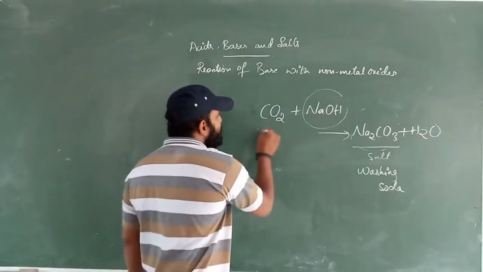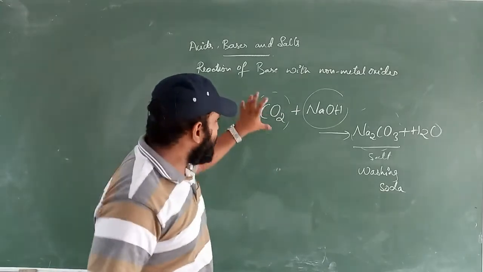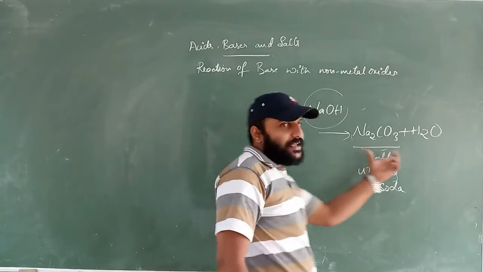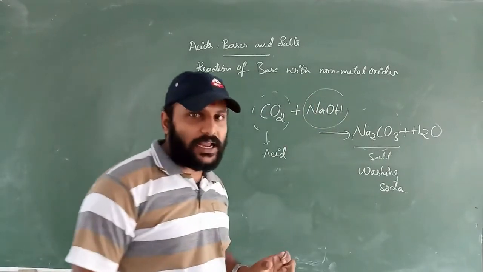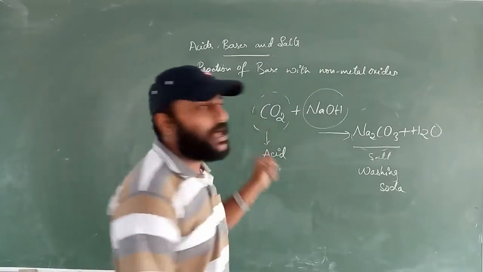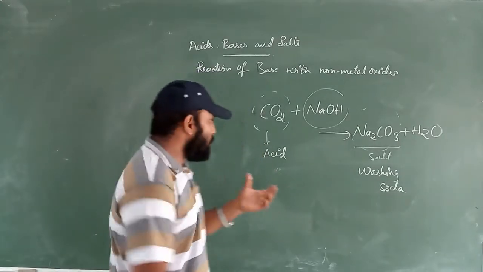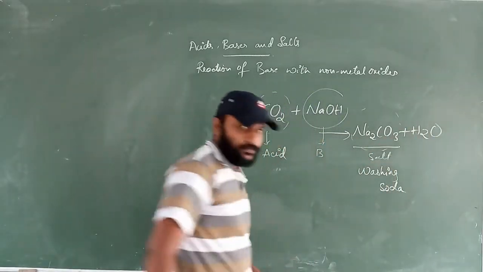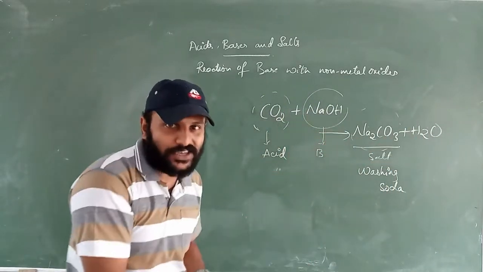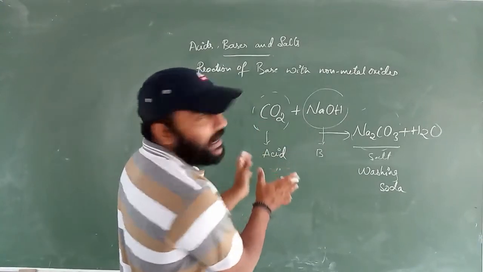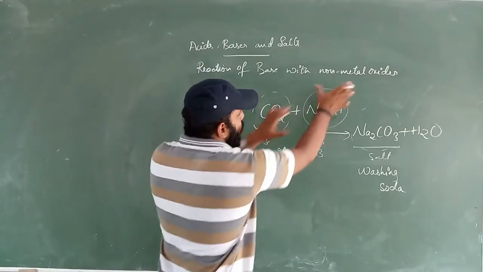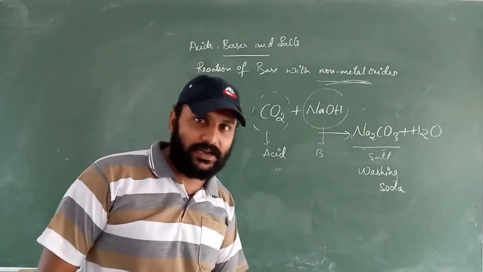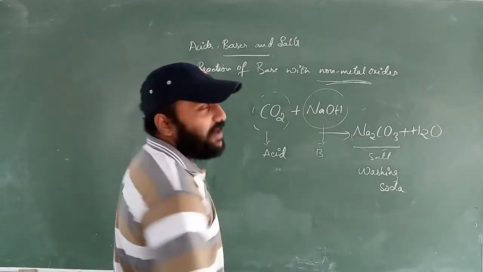So what should this oxide act as? It should act as an acid, then only we are getting a salt. We have already taken sodium hydroxide, a base, so the non-metal oxide should act as an acid. Acid reacts with base to give salt plus water. This is called a neutralization reaction. So we can say that all non-metal oxides will act as acids.